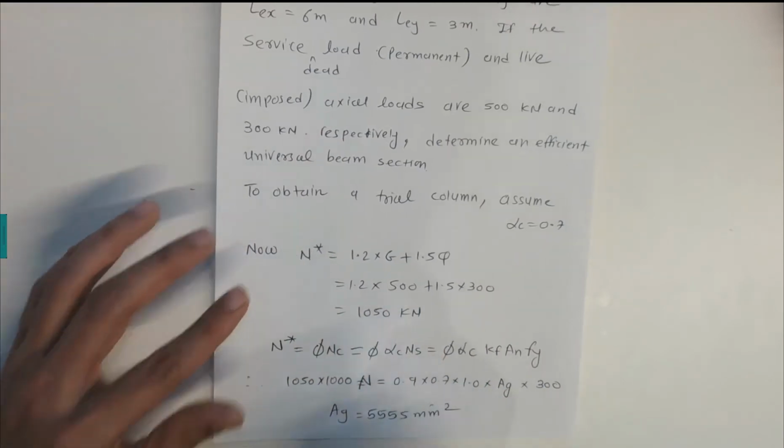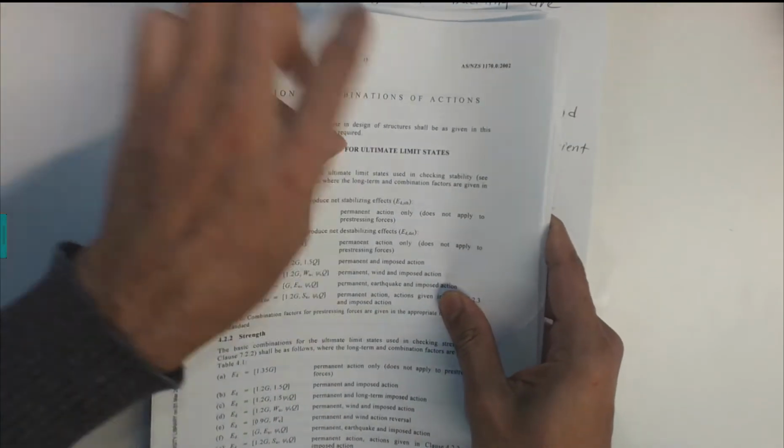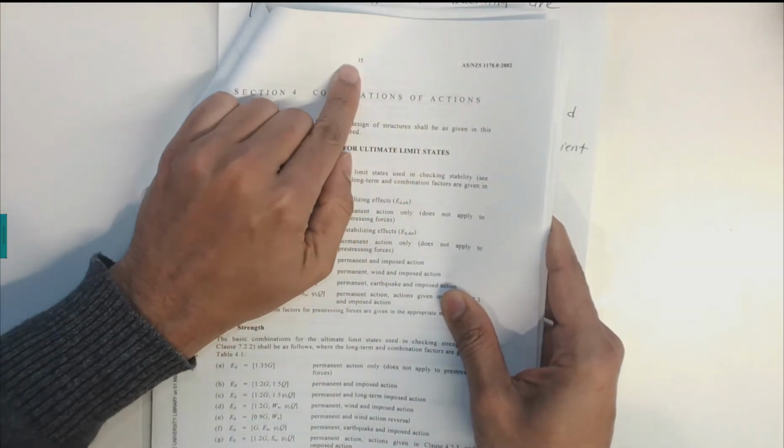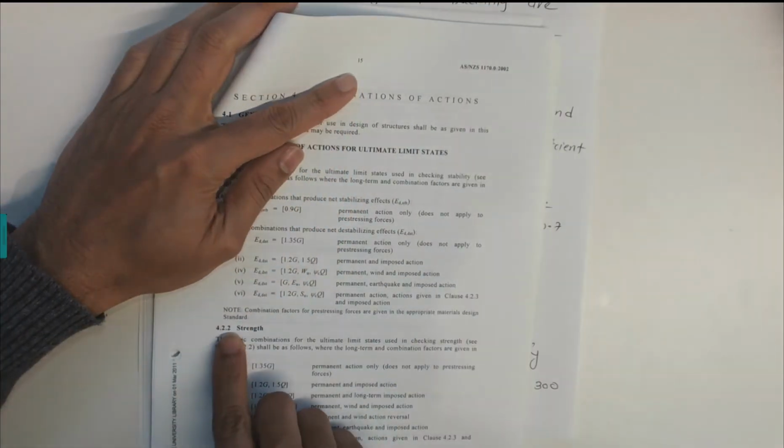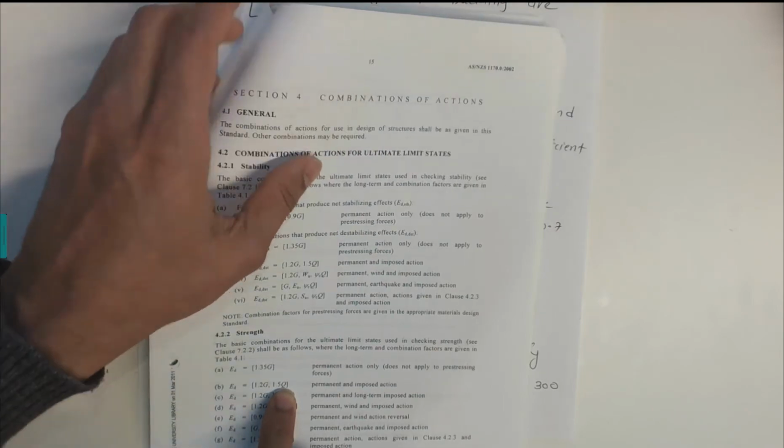Now these equations are taken from AS 1170.0, on page number 15, clause 4.2 on strength, where we have 1.2 G plus 1.5 Q.